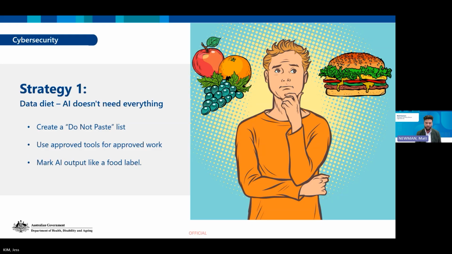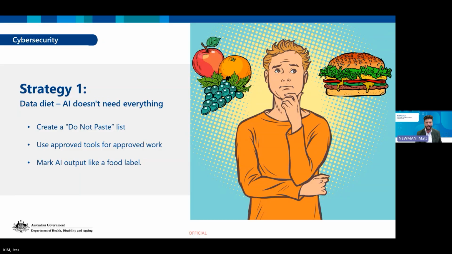But here's the problem. Once that data goes in, you don't control where it goes next. Some AI tools use your inputs to train their models. Some store it on overseas servers. Some, we honestly don't know what they do with it. And there's the risk. So here's strategy one.